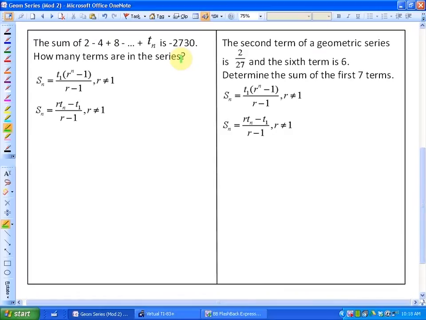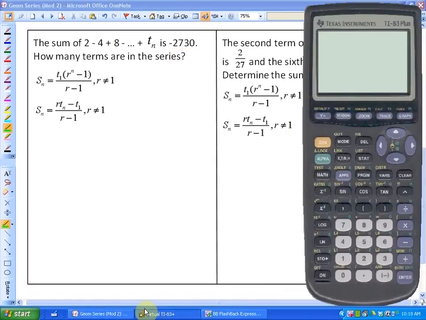One method you could use is just to add up and follow the pattern until you get to negative 2,730. So if I did 2 minus 4 plus 8 minus 16 plus 32 minus 64 plus 128 minus 256, because the common ratio is negative 2, at some point we would get to negative 2,730, and we could figure out how many terms it took to get us there. That's one method.